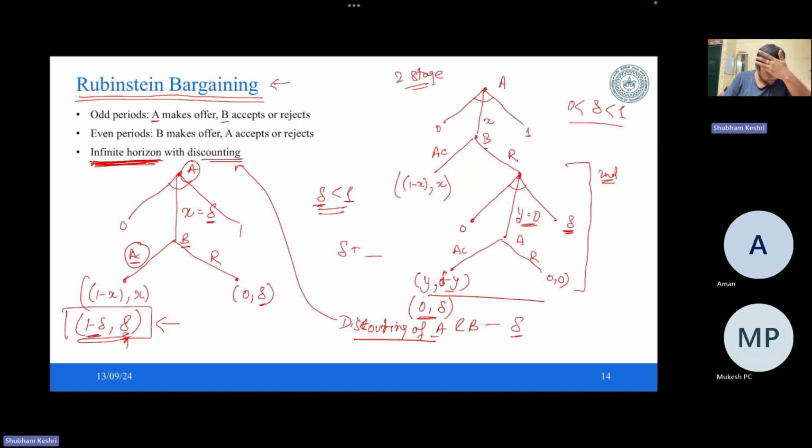Now there is one more thing to think about. You see, why infinite horizon? Does this type of thing play into real life? Could you answer why we are talking about infinite horizon? Because in real life we cannot have infinite horizon games. So why are we studying this? Where can we relate this infinite horizon game to real life?